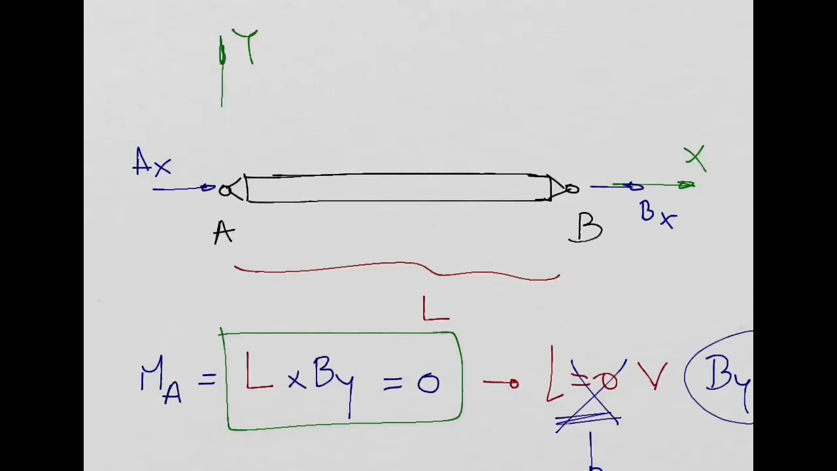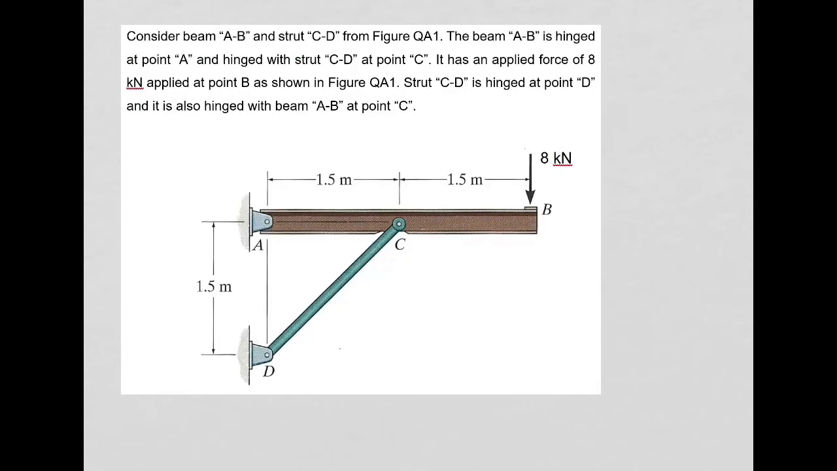Okay? So why is this important for our problem? Because if we go back to this example, we have our strut CD here, right? When I built my free body diagram for this structure, I can say at point A, I will have AY, AX. Of course, I need to have this. But here, at point D, I'm going to have a force, which is going to be the force in my strut.